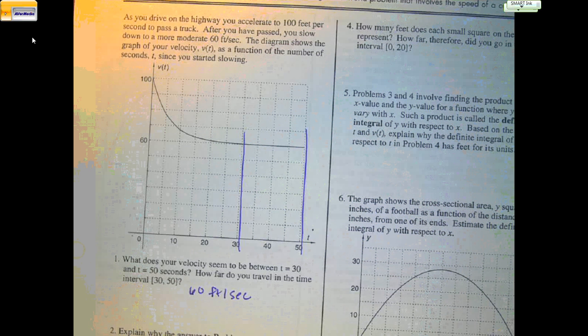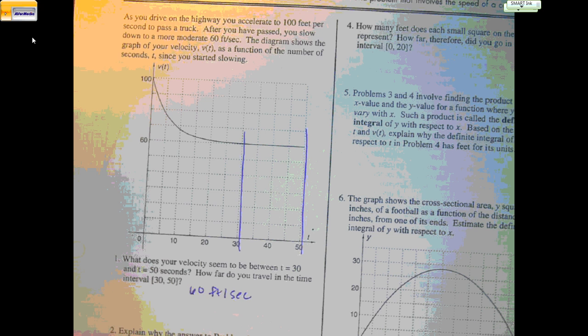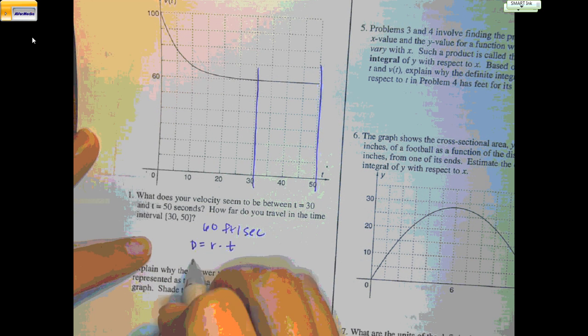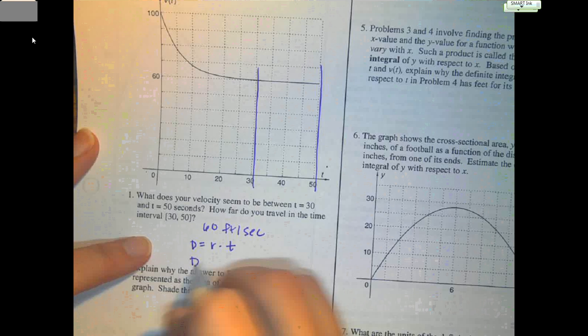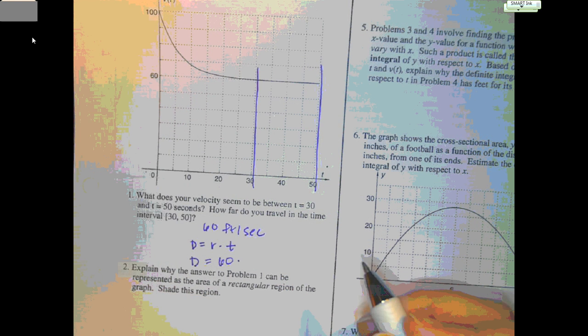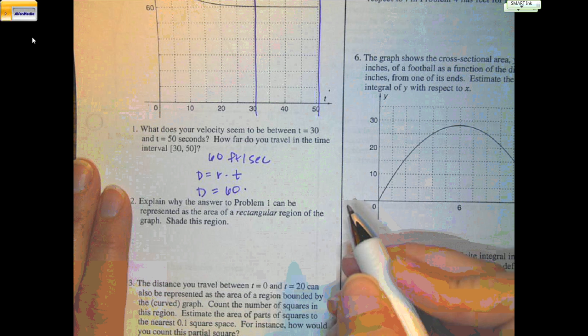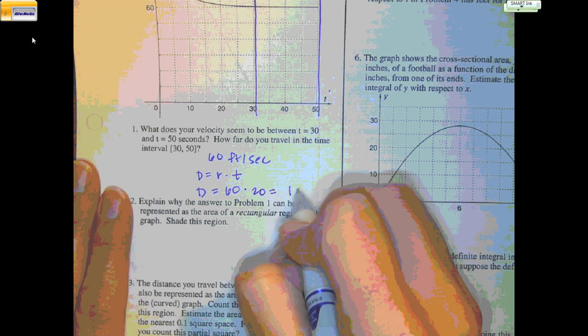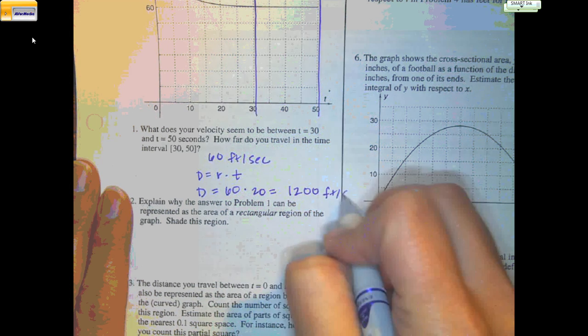It says, how far do you travel in the time interval, 30 to 50? Well, we know that distance equals rate times time. We're looking for distance. We know that our rate is 60, and how much time passes from 30 to 50? 20 seconds. So our distance would be 1,200 feet. Everybody with me?